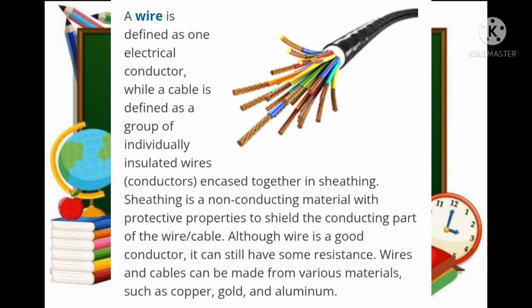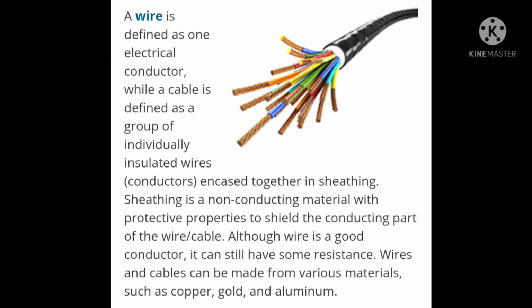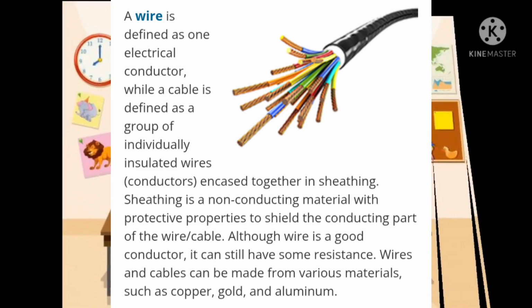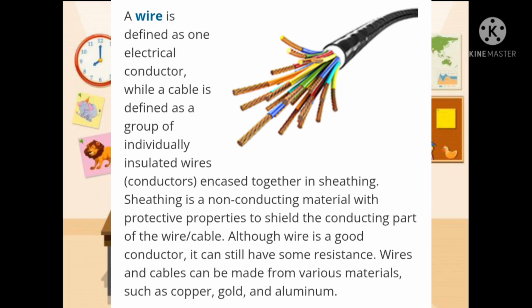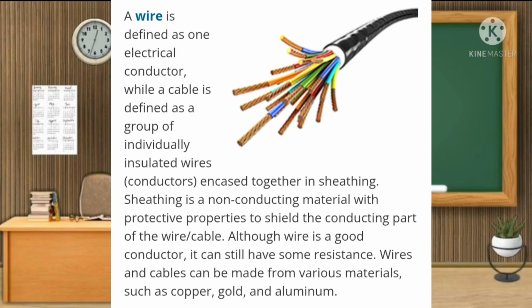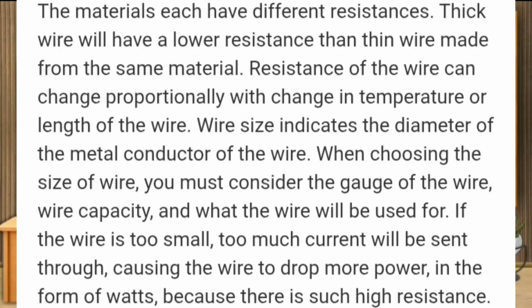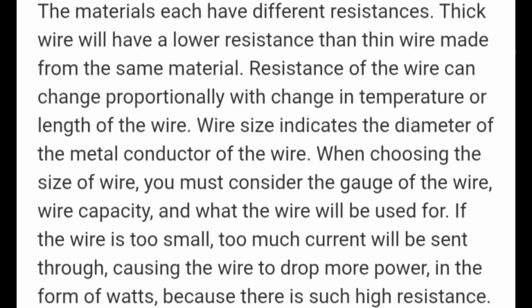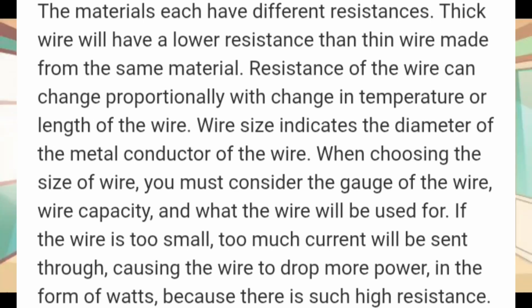Encased together in sheeting. Sheeting is a non-conducting material with protective properties to shield the conducting part of a wire or cable. Although wire is a good conductor, it can still have some resistance. Wire and cables can be made from various materials such as copper, gold, aluminum. The materials each have different resistances. Thick wire will have a lower resistance than thin wire made from the same material. Resistance of the wire can change proportionally with change in temperature or length of the wire.